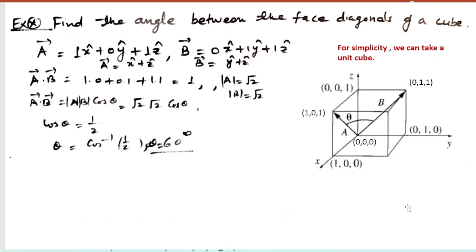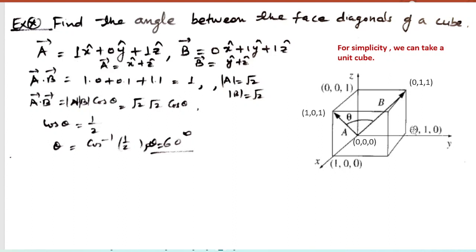Now we have one example: find the angle between the face diagonals of a cube. As we know, a cube has six faces, so we can take any two faces. Here we are taking a face on the xz plane and one face on the yz plane. The coordinates start from the origin 0 0 0, and for simplicity we take a unit cube, meaning all sides are of unit length.